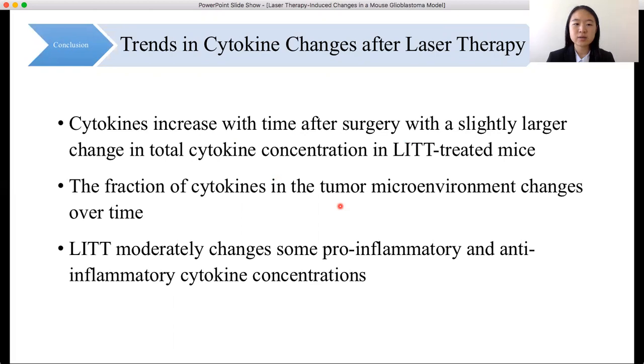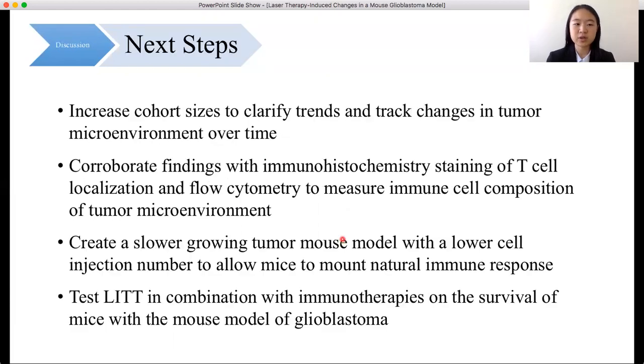The challenge in drawing strong conclusions from this data is that our cohorts were really small, and so I wasn't able to run multilinear regressions. So in the future, I will be increasing cohort sizes to clarify trends and track changes in the tumor microenvironment over time and also across the treatment groups. I will be corroborating these findings with immunohistochemistry staining of T-cell localization in the lasered brain and also running flow cytometry to measure other immune cell compositions.